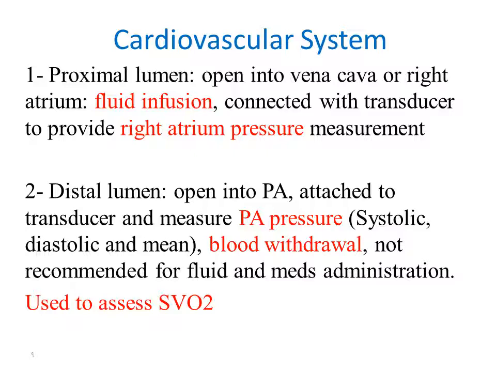Proximal lumen, which opens into the vena cava or right atrium. This lumen is used for fluid infusion and is connected with a transducer to measure the right atrial pressure. The distal lumen, which opens into the pulmonary artery, is also attached to a transducer to measure the pulmonary artery pressure, either systolic or diastolic, and we can calculate the mean pulmonary artery pressure.